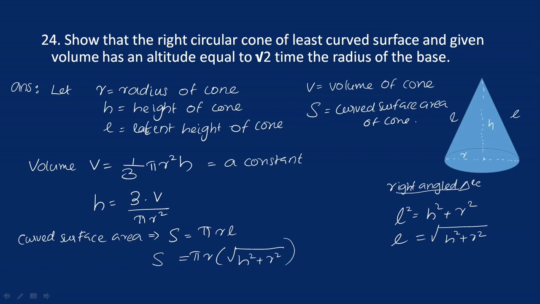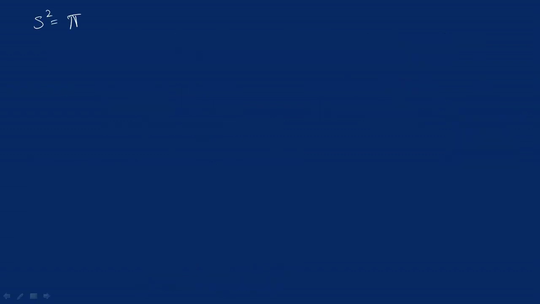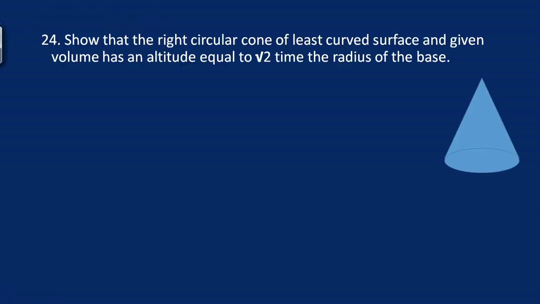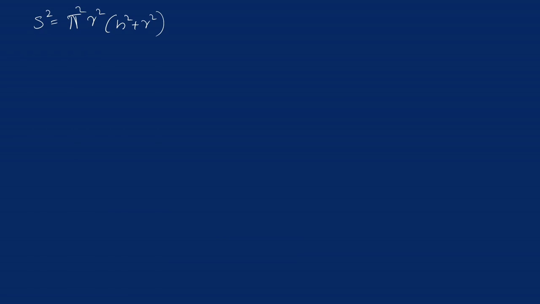Substituting that, we have S is equal to pi r into root of h square plus r square, or S square is equal to pi square r square into h square plus r square, since the root and square cancel. So we have the equation for S square. Now we are first opening the bracket. S square is equal to pi square r square h square plus pi square r square into r square, that is pi square r raised to 4.